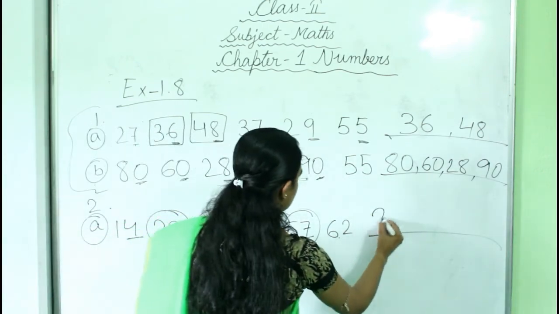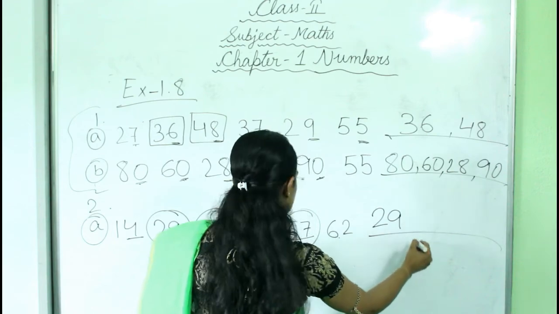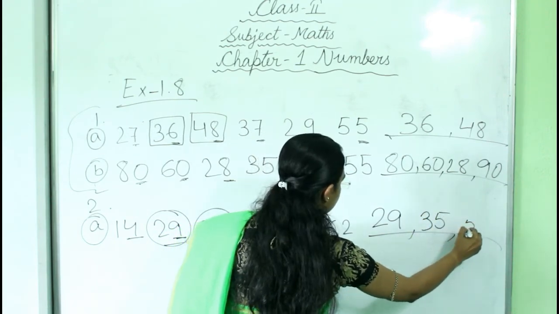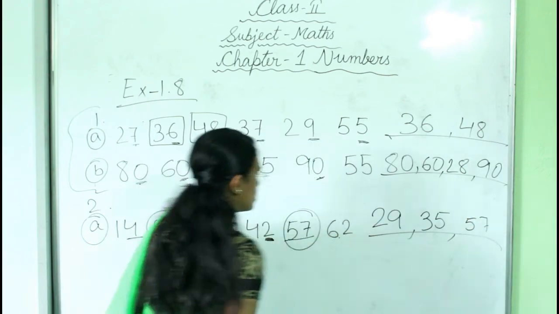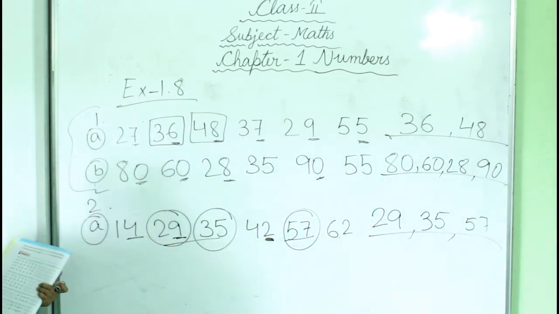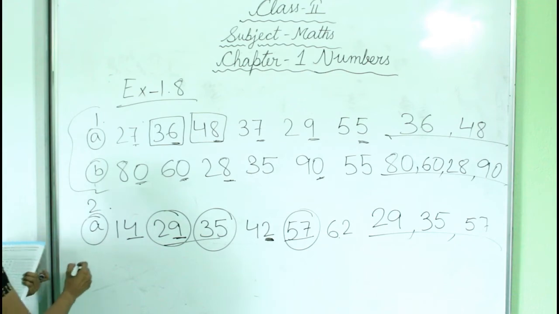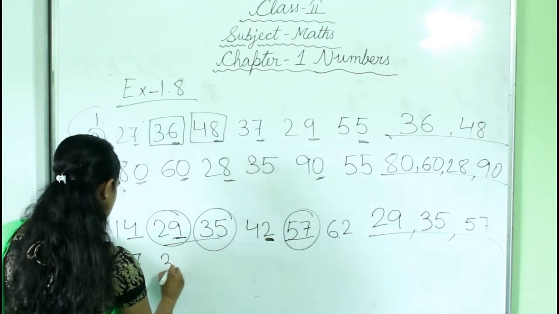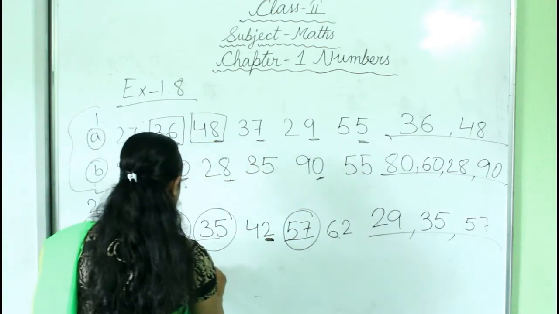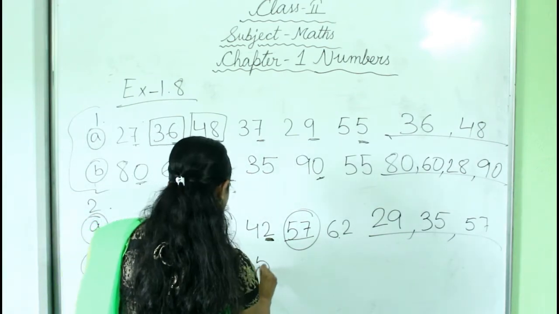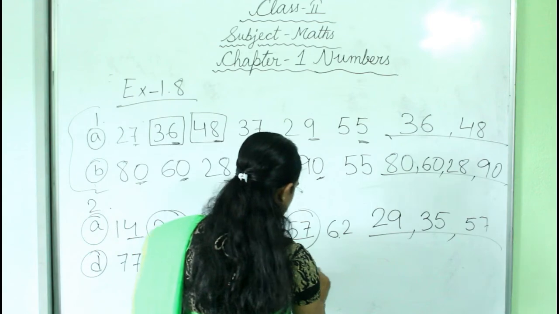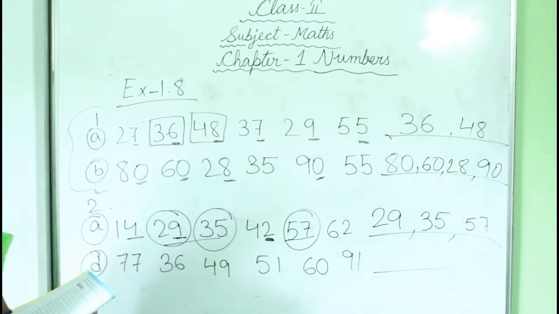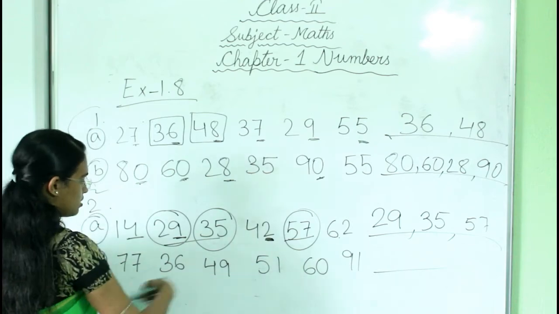So we have to write here the odd ones: 29, 35, 57. So these are the odd numbers. Now question number D, 77, 36, 49, 51, 60, 91. So again we have to find out the odd numbers from these numbers.